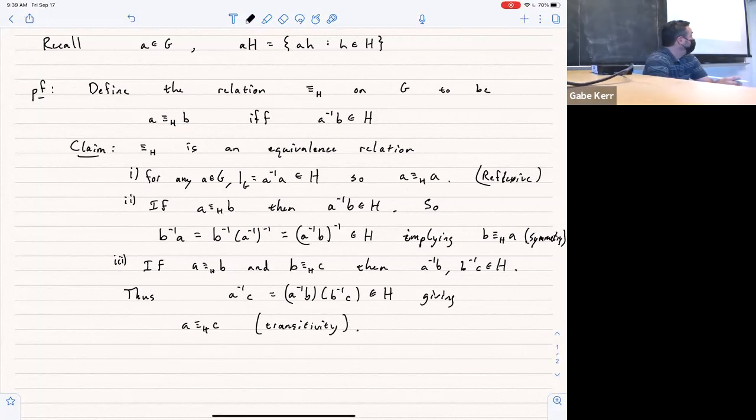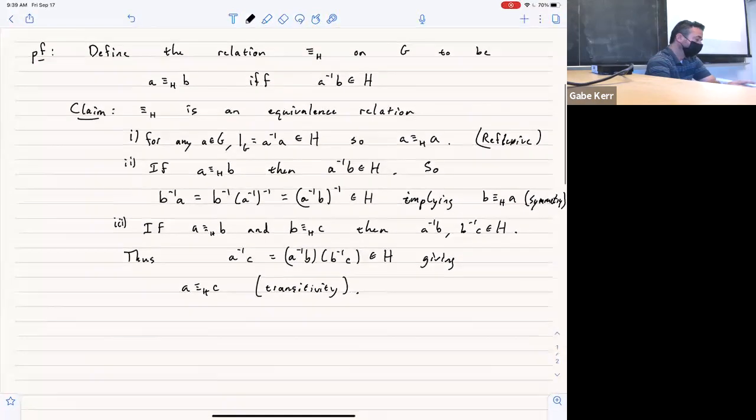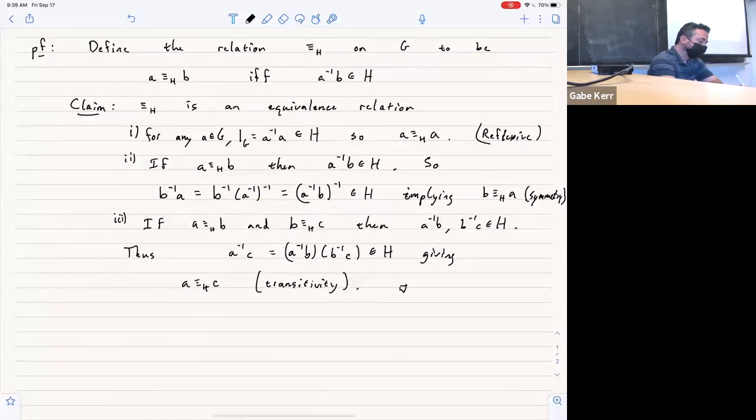So we do indeed see that we get an equivalence relation, and thus the equivalence classes of the elements form a partition. That's what we showed last time. We have an equivalence relation, the equivalence classes form a partition. This is the proof of the claim.